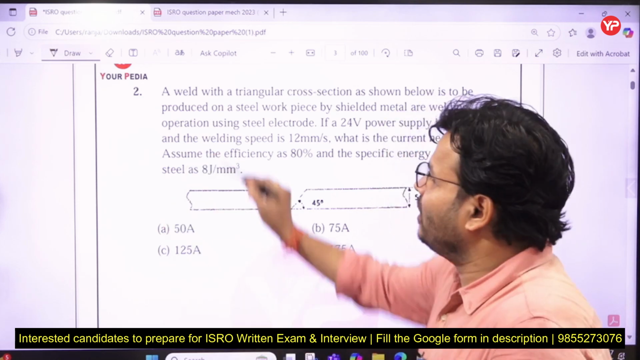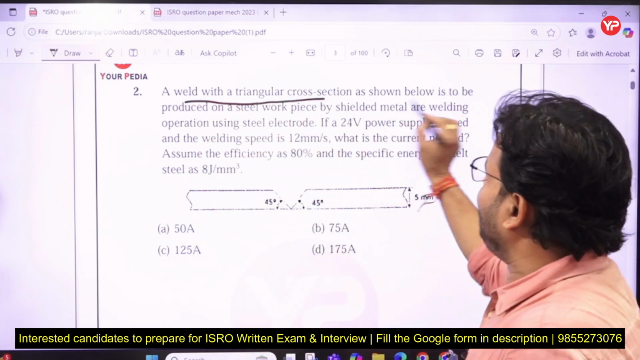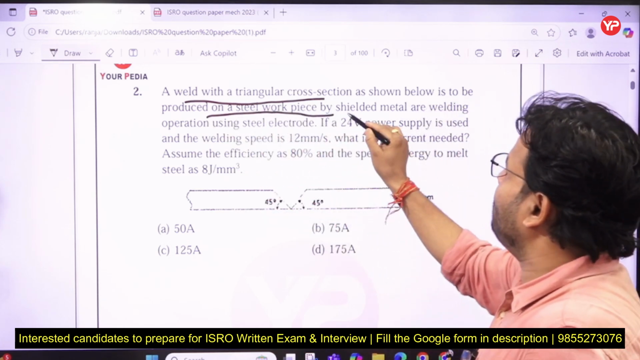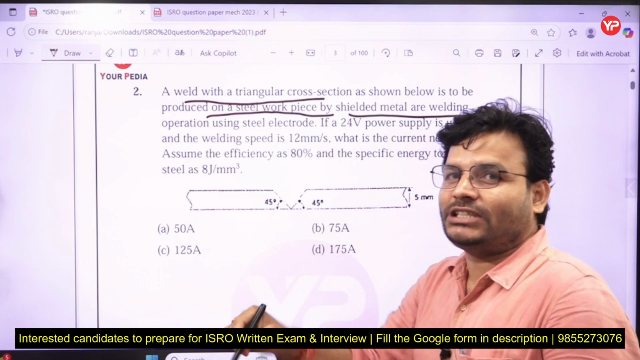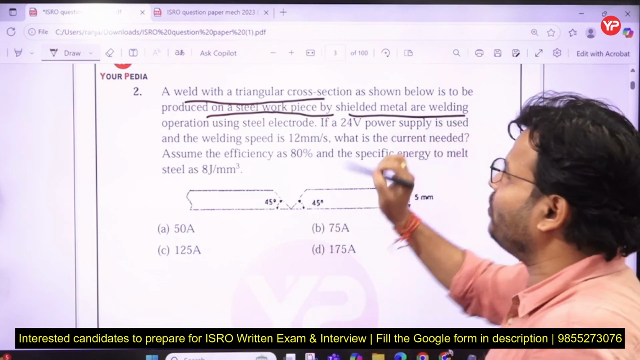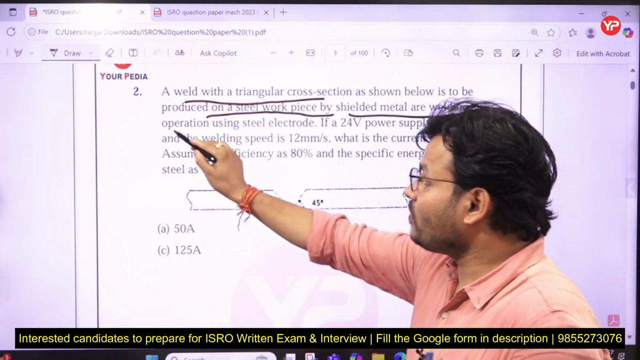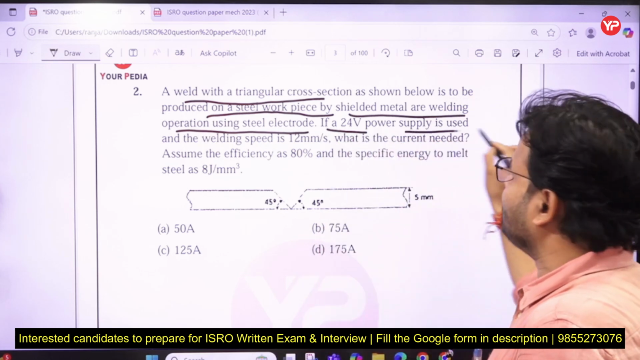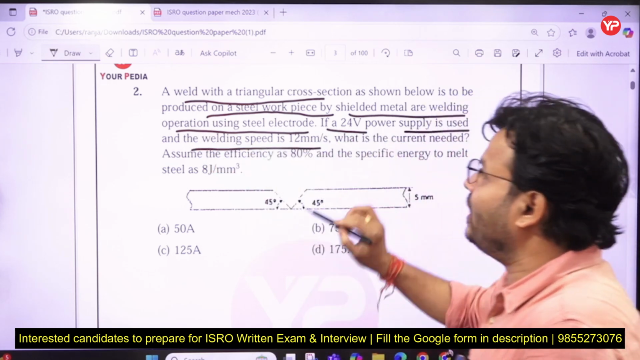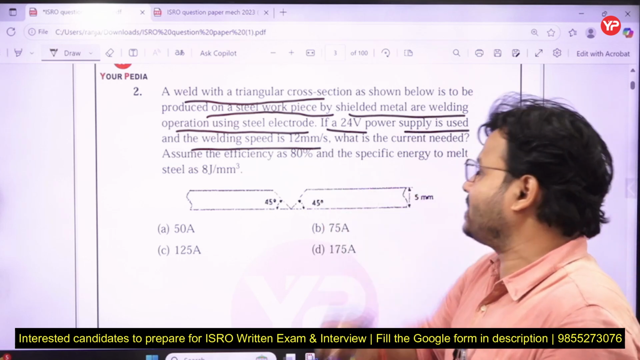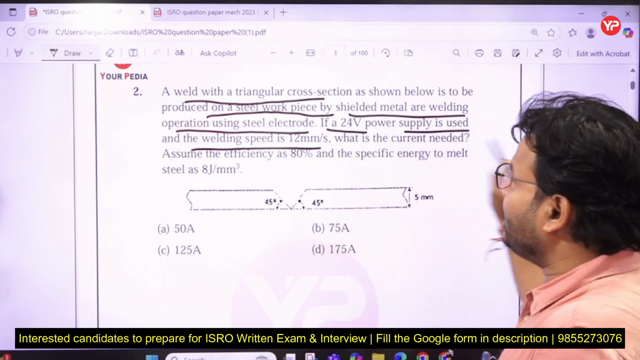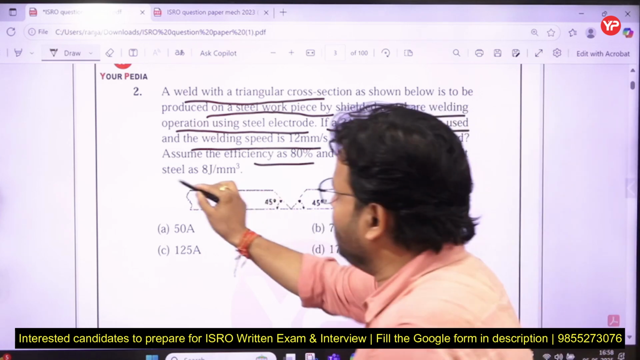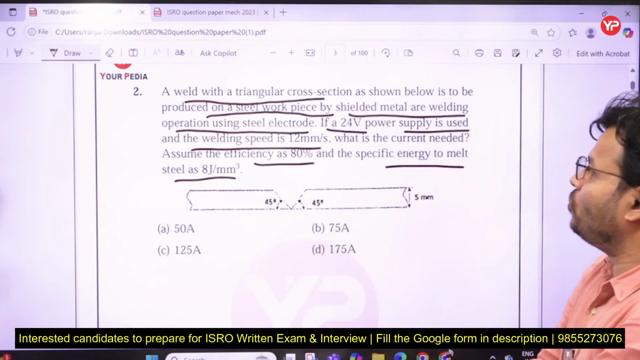See the question: a weld with a triangle cross section as shown below is to be produced on a steel workpiece by shielded metal arc welding. Here, which type of arc welding? Shielded metal arc welding is going to be performed, using a steel electrode. If a 24 volt power supply is used and the welding speed is 12 mm per second, what is the current needed? Assume the efficiency is 80% and the specific energy to melt steel is 8 joule per mm3. So what is the current needed?